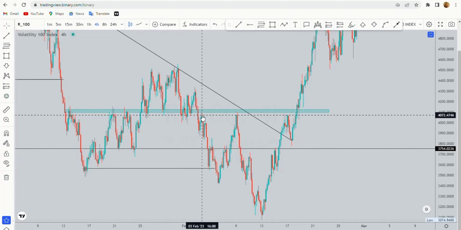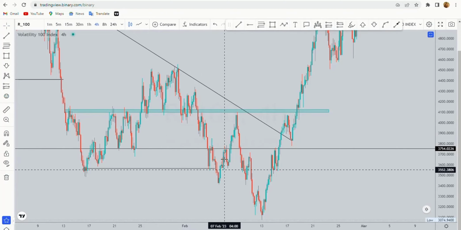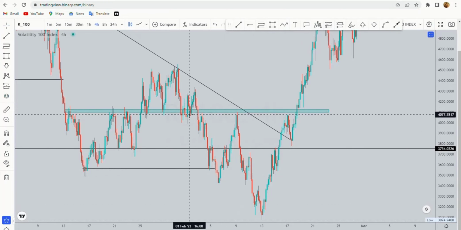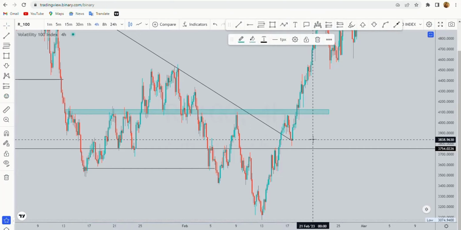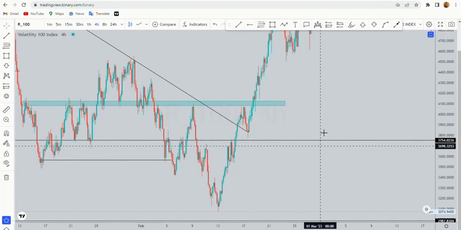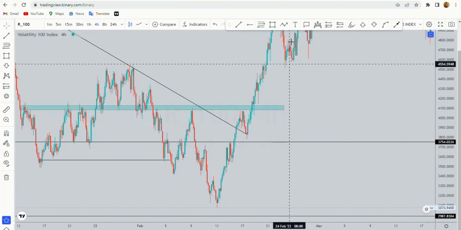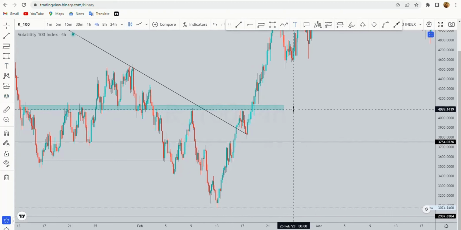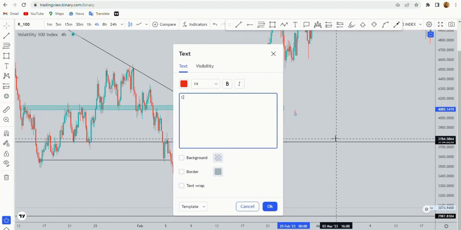It was broken, it became support, and it acted as support almost 4 times. It was even broken, it was retested, and the market continued down. The market came back, retested it, and went all the way down. So it is a very strong point of interest. After getting that point of interest, guys, this will be my first signal for our time frame that the market is reversing. So if this resistance is broken, I just call it my change of character.